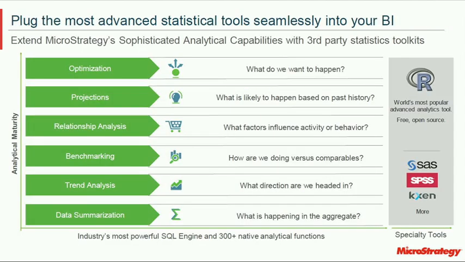Another thing is that we provide more than 300 native statistical data mining functions that allow you to answer questions like what is happening in the aggregate, or how are we doing versus comparables, or what is likely to happen based on past history, or what do we want to happen. So this is out of the box, but if there is a more complex need, or you have some data scientists in your organization that use some other tools, you still can do this with MicroStrategy. As I mentioned, you can connect to R, and you can use the packages of R, but you can also connect or reuse some data mining models from, for example, SAS or SPSS.